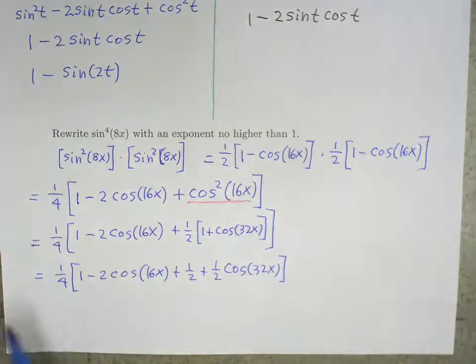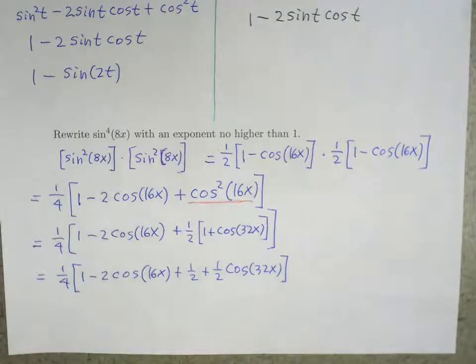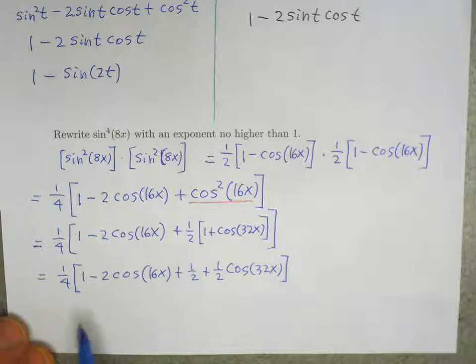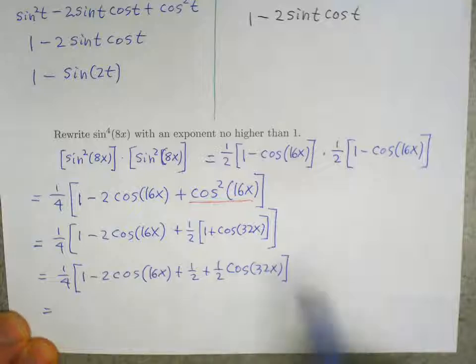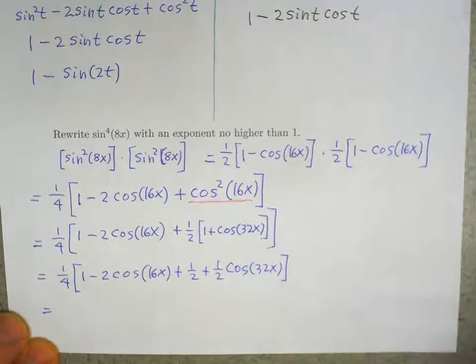And lastly, we'll distribute multiplication. Well, actually, we have 1 plus 1/2. We'll do the combination all at once here. 1 plus 1/2 is 3/2. So 1/4 times 3/2 is 3/8.